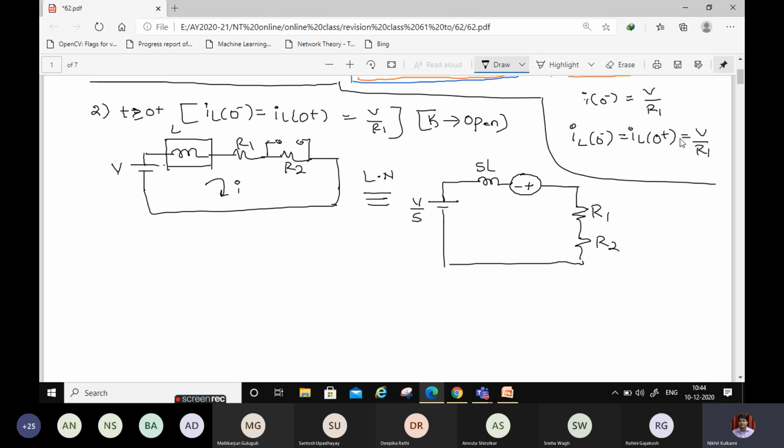For the initial current, in terms of voltage, V is equal to I into R, right? The current we know is V by R1. Instead of R you have to consider the impedance L, so it will be L into V divided by R1. So this is the condition for this. Is that clear now?